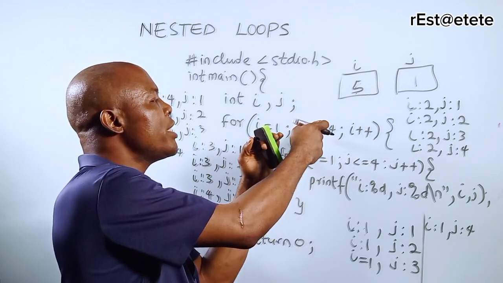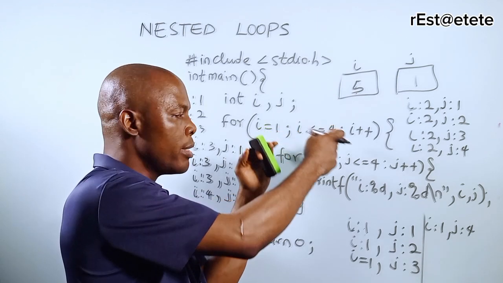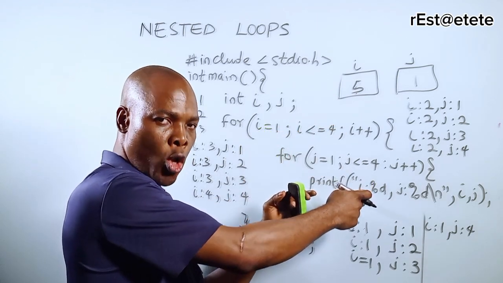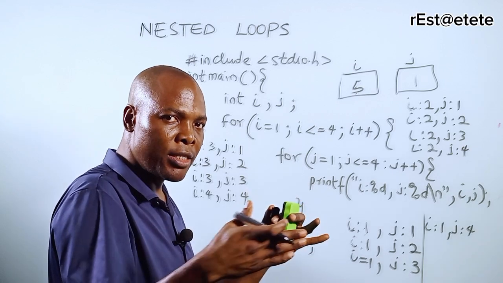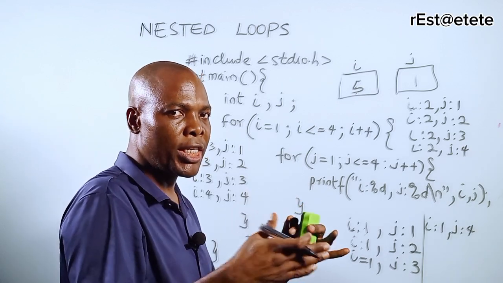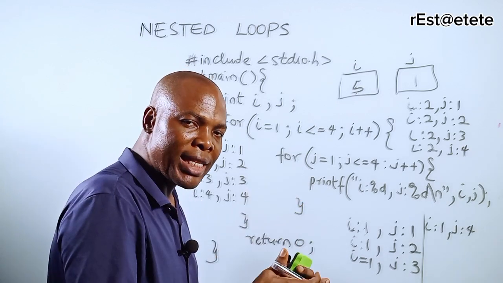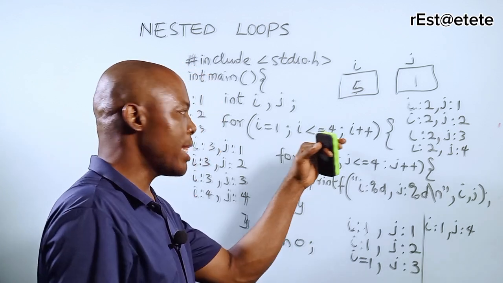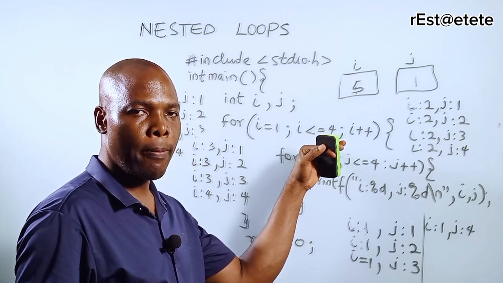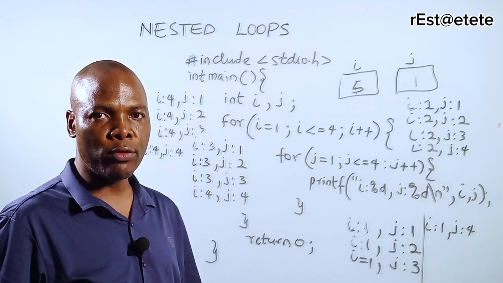So for every iteration of the outer loop, the inner loop will run a complete iteration. So you have 4 classes in the school, 4 students in each of the classes. So when you enter any class, you must attend to the 4 students before you move to the next class. That is the meaning of this nested loop. So that is what I have shown to you.